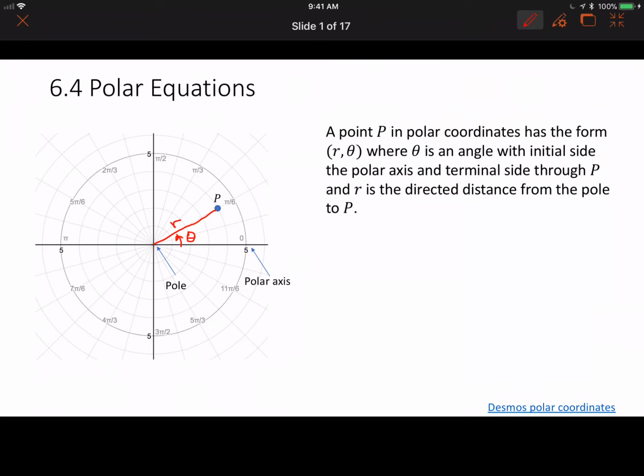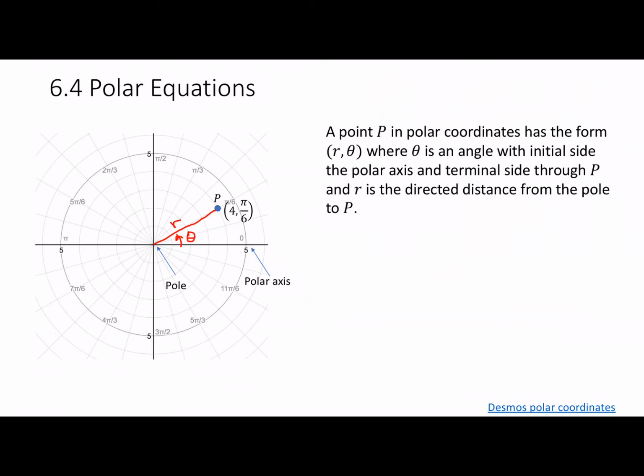So this point P that I've drawn here is the point 4 comma pi over 6 in polar coordinates. So what that means is that for this point P, the angle that we travel is pi over 6, and then we move 4 units from the pole in the direction of pi over 6 to get P.